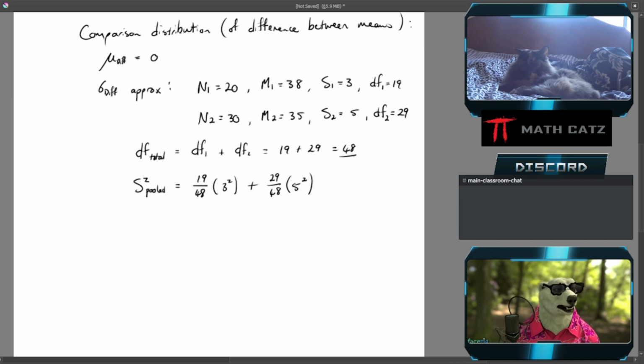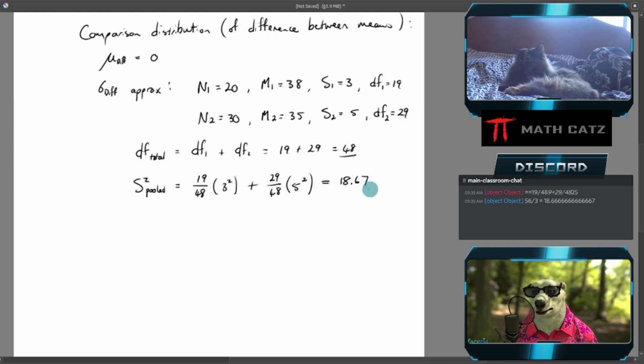So let's do a calculation there. Let's see, in our calculator, 19 divided by 48. Feel free to do that with me. I'm just going to write a 9 there because 3 squared is so easy. Plus 29 divided by 48 times 25. What do we get there? We should get, if I round it, 18.67.